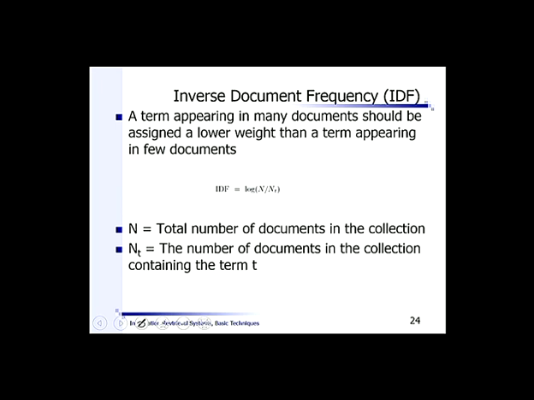Simple. The second component is IDF, inverse document frequency.